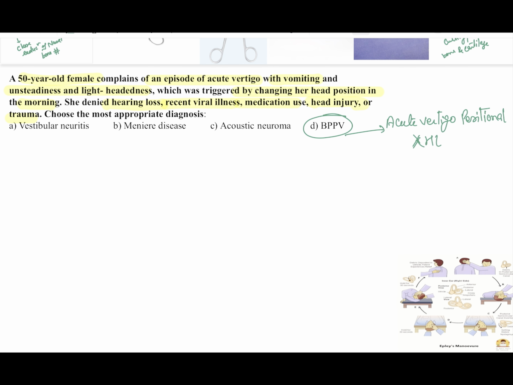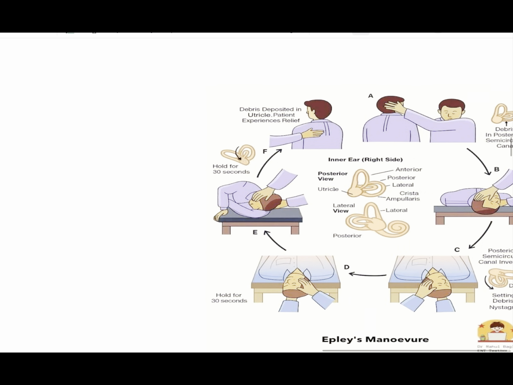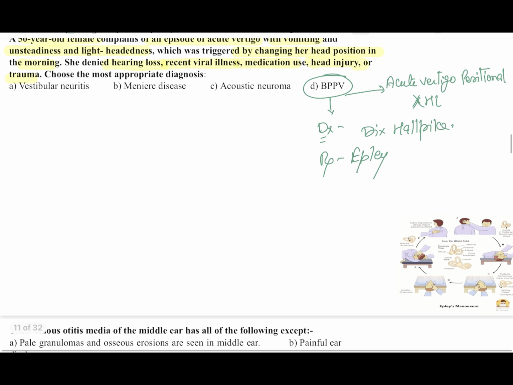So in BPPV you will have positional vertigo, you will have mixed nystagmus which is torsional and vertical, and mostly these episodes last less than 1 minute, and they occur when the patient is changing position, and there will be no hearing loss. In this condition, what will be the diagnosis? First, the classical symptoms. Also you can do a test called the Dix-Hallpike test, or maneuver. This is diagnostic, and for the treatment you will use the Epley maneuver. So here you can see this is the Epley maneuver. Why is the patient having this?